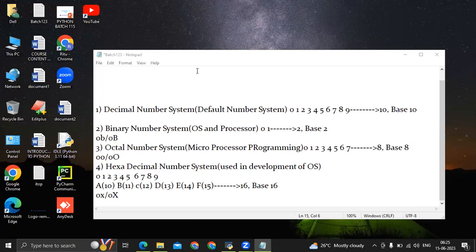Can you please explain again? What I'm talking about is these are the 4 numbers in the decimal number system, which is the default number system, understandable by everyone.